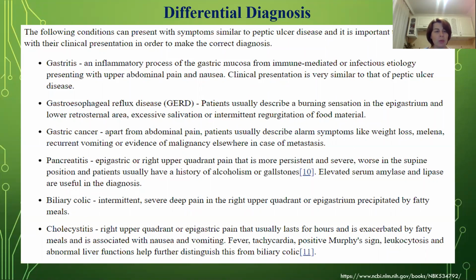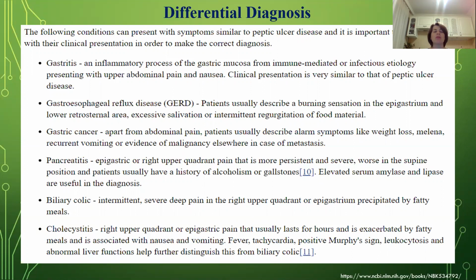Gastric cancer can present as abdominal pain. Patients usually describe alarm symptoms such as weight loss, presence of melena, recurrent vomiting, or evidence of malignancy elsewhere in case the patient has metastatic disease.